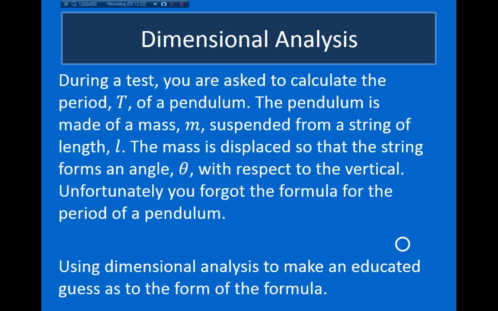So in this last example, we say, during a test you are asked to calculate the period of a pendulum. The pendulum is made of a mass m and is suspended from a string of length L. The mass is displaced so that the string forms an angle theta with respect to the vertical. Unfortunately, you forgot the formula for the period. So the question is, how do we use dimensional analysis to make an educated guess as to the formula for the period?